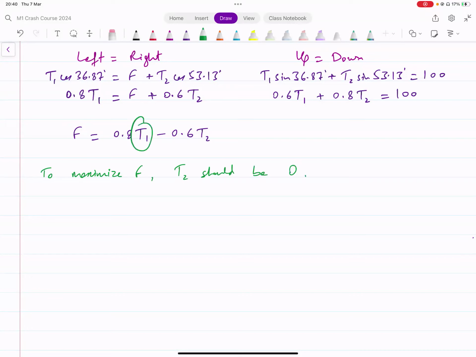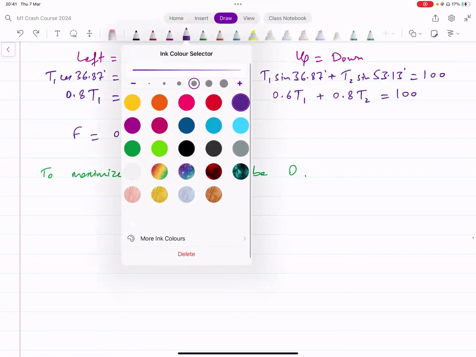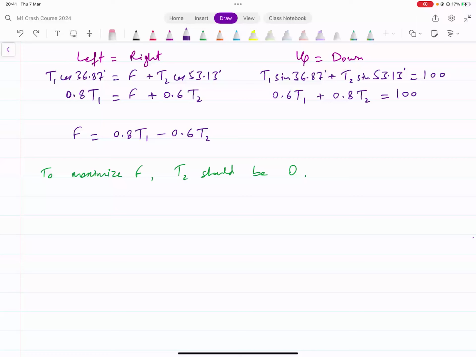We want to maximize T1, minimize T2. We can't figure out what the maximum value of T1 could be. That's not straightforward, but we can figure out what the least value of T2 can be, and that is 0 Newton. So what we do now is we put T2 equal to 0. Now, when we do that, what do we get in the first equation?